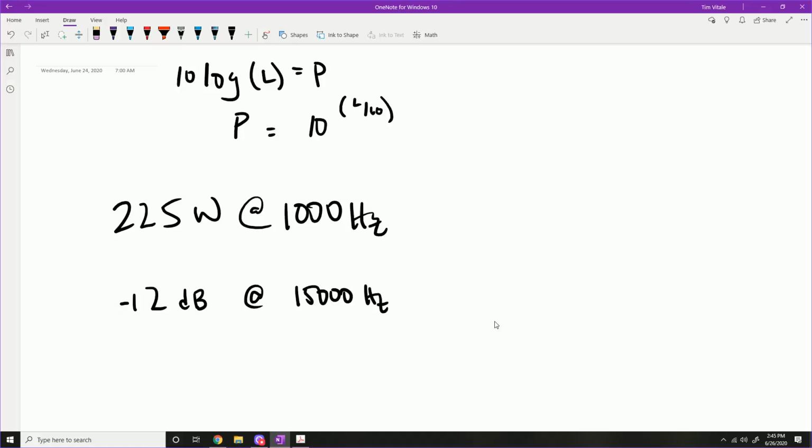Hi, so we're going to look at converting between decibels and watts. We have a speaker or something that can produce a power output of 225 watts at 1,000 hertz. And then when you turn it to 15,000 hertz, which in the problem I think it says 15 kilohertz, so that's just 15,000 hertz. Kilo means 1,000, so 15,000 hertz. It drops minus 12 decibels.